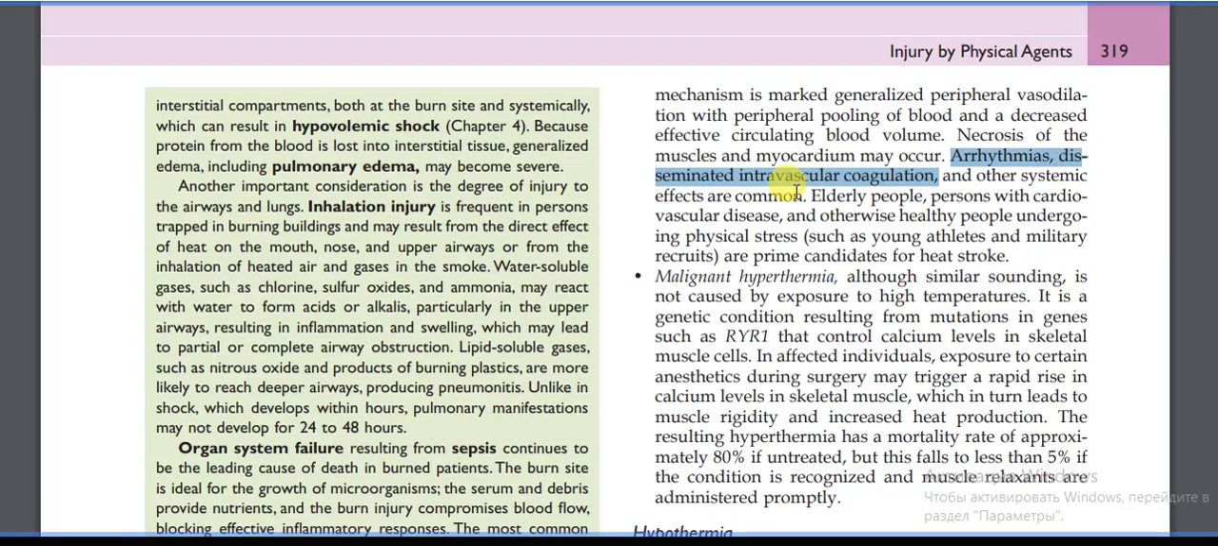And also, you see young military recruits and athletes. Whoever has been in sport or in the military, in the army, knows that you must do some excessive stress, excessive activity, which can overheat you, and that also can cause this disease.